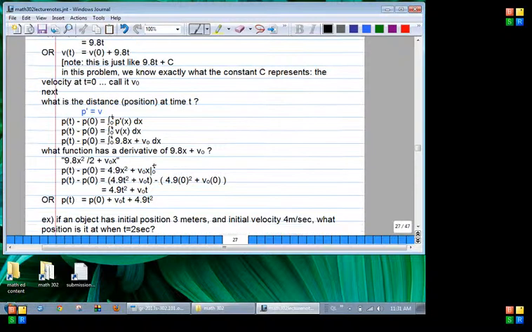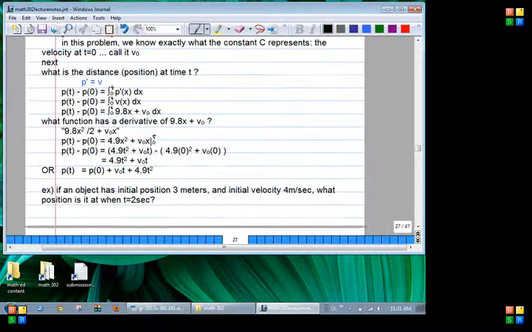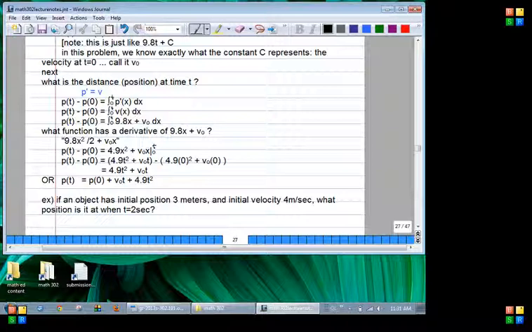So we can actually use this to solve some problems. If an object has an initial position of 3 meters and an initial velocity of 4 meters per second, what position is it at when t equals 2 seconds? Now, the long way to do this problem is just to start from the fact where we know that a equals 9.8 and then to solve it out. But we just did all the solving out. So what do we do now? Just plug it in.